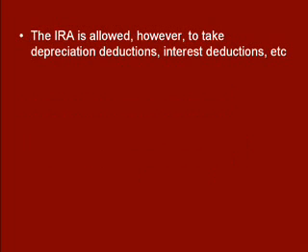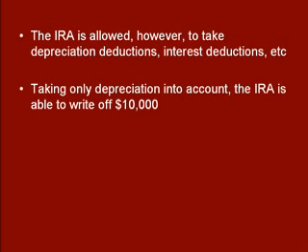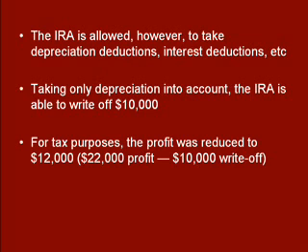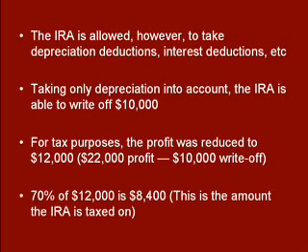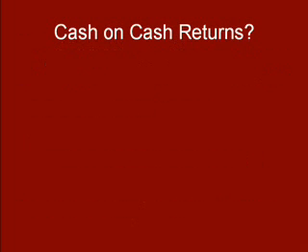The IRA is allowed, however, to take depreciation deductions, interest deductions, and whatever other deductions you're allowed to take. Let's look at only depreciation in this account. The IRA is able to write off $10,000. So for tax purposes, the profit was reduced to $12,000, which is the $22,000 minus the $10,000 write-off. Now we're paying taxes on 70% of that $12,000 profit instead of the $22,000. So 70% of the $12,000 profit is $8,400, and that's how much the IRA is taxed on.